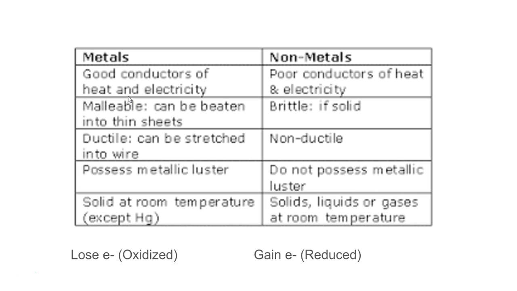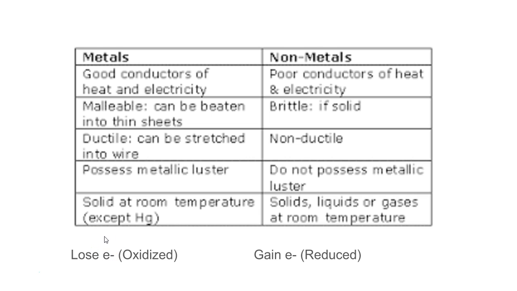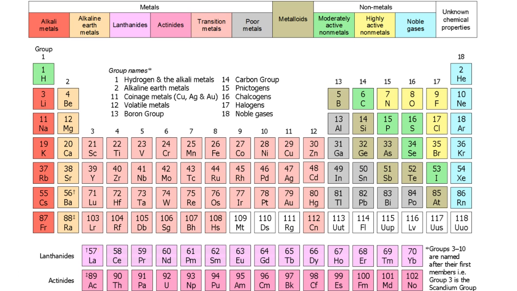Now, talking about metals and nonmetals, here are some characteristics that differentiate between the two. Semi-metals have properties of both, but are a little bit closer to the properties of nonmetals. One thing we are going to talk about is that metals tend to lose electrons, while nonmetals tend to gain electrons. We'll talk about why that is more later.